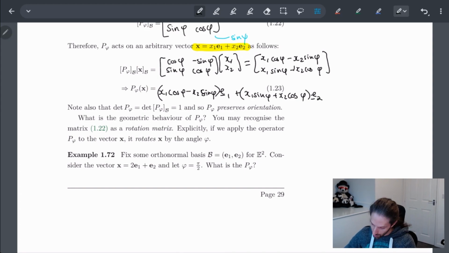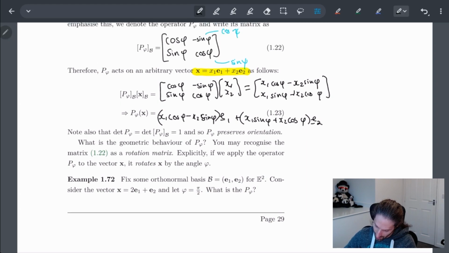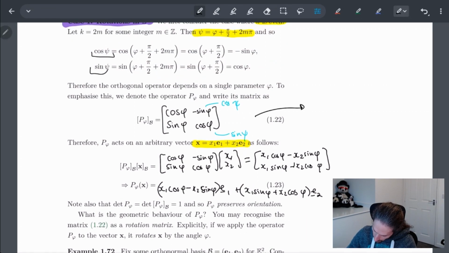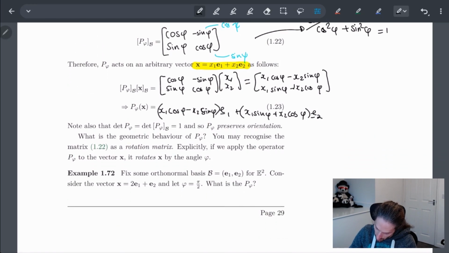Another thing to note is if I take this determinant, what's the determinant of this? This is cosine squared phi plus sine squared phi. Well, what is cosine squared plus sine squared? This is just equal to 1. So the determinant is equal to 1. And so this preserves the orientation.